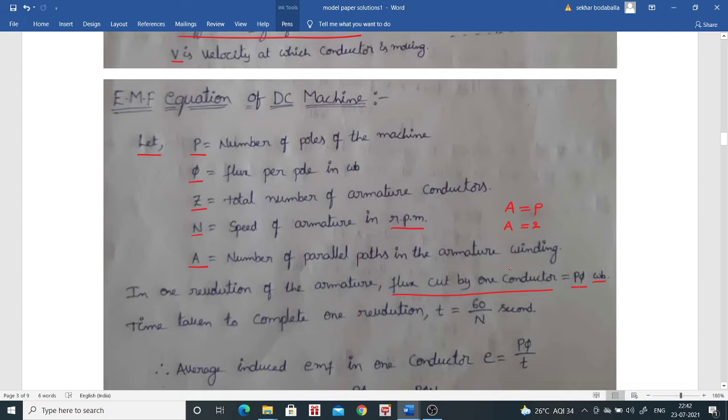So how much is the time taken to complete one revolution? Already we assumed N is the speed in RPM. RPM means revolutions per minute.